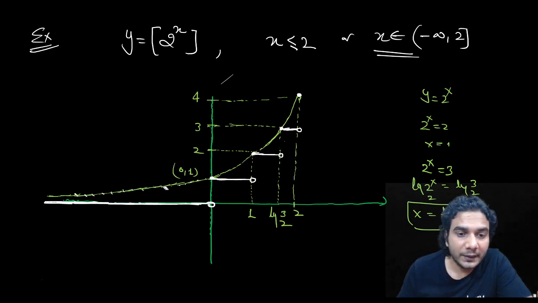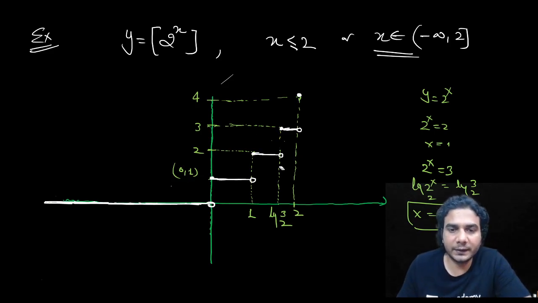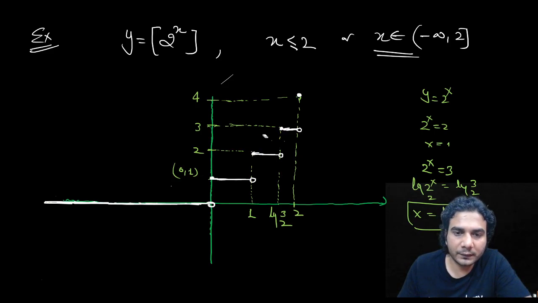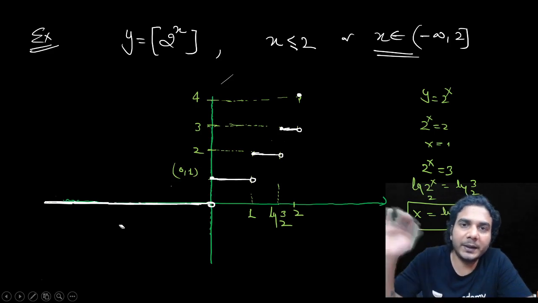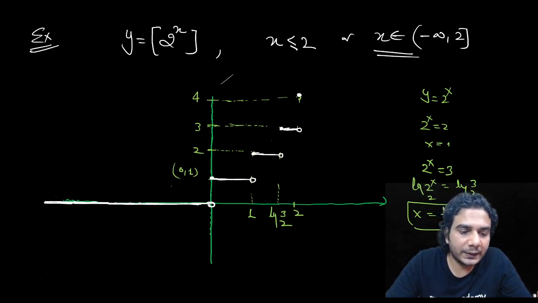If I remove this base graph, then you can see this graph clearly, the graph of the greatest integer function. It will look like this. This is the graph of the greatest integer function. I hope you have got it. And then it keeps increasing, because 2 raised to x is an increasing function, so the graph of this will also keep increasing. All right, so you can draw these other graphs as well.